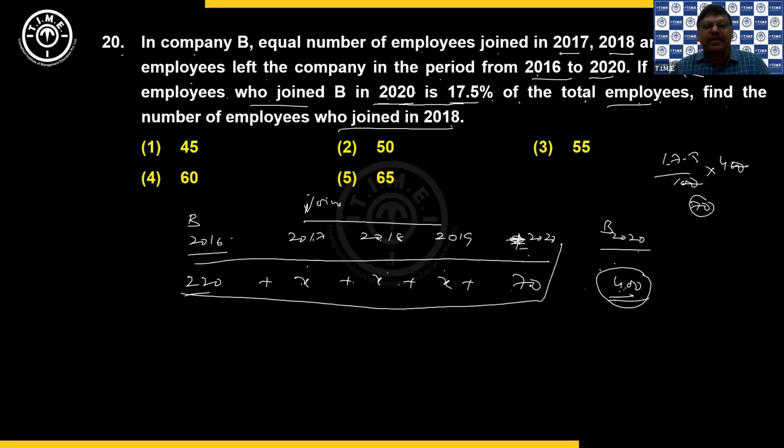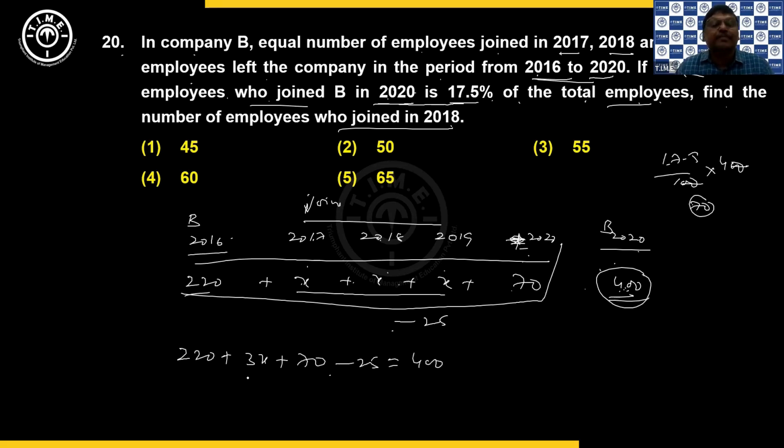But there is a small twist here. Not only do people join, people also leave, right? How many people left the company in all the years together? From 16 to 20, all together, 25 people left, so subtract it. So 220 plus X plus X plus X, 3X, plus 70 people more joined, minus 25 people left. When you take them, students, that will be equal to 400. You can see 220 plus 70 is 290. 290 minus 25 will be, students, 265.